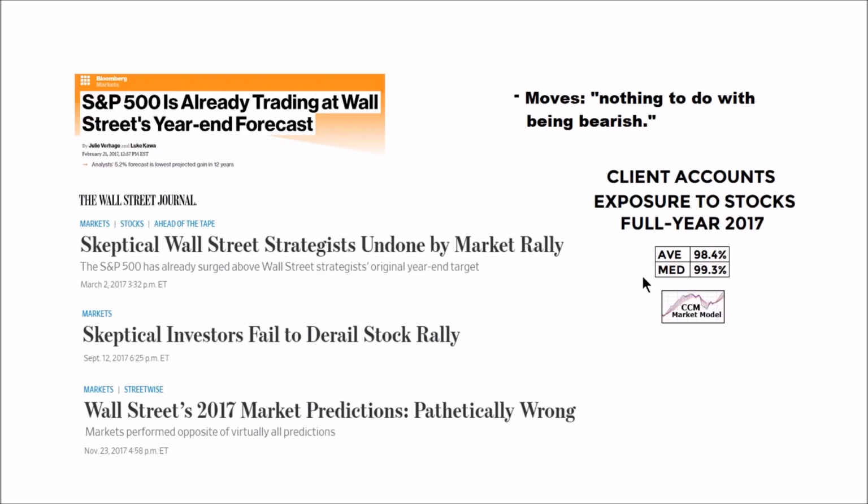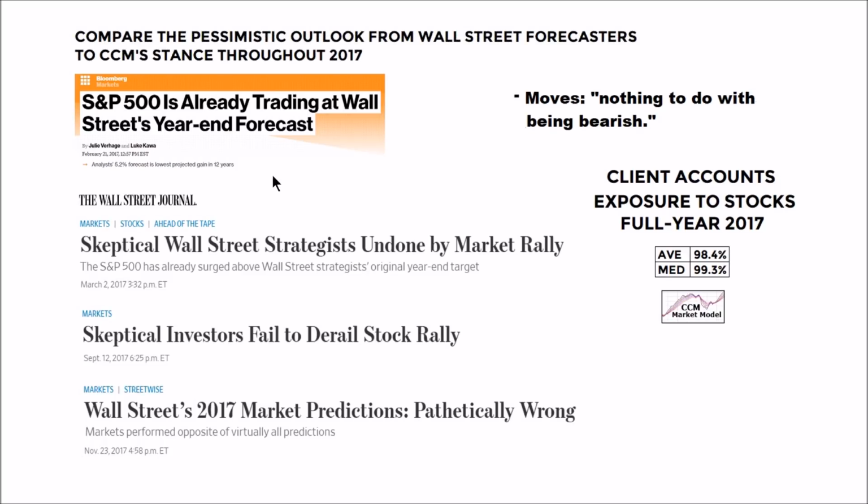Therefore, we feel fortunate that the model carried a very, very heavy allocation to equities in a year where it was favorable to do so. Just to make sure we're comparing apples to apples, especially if you're not a current client, these are dated articles. Let's compare them to dated material for CCM. So let's compare this pessimistic outlook to CCM's stance throughout 2017.